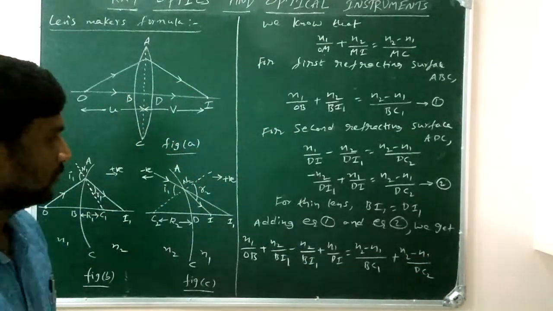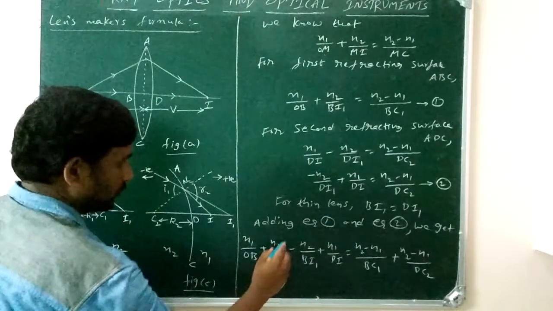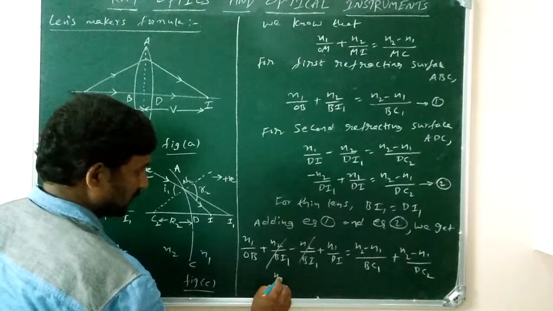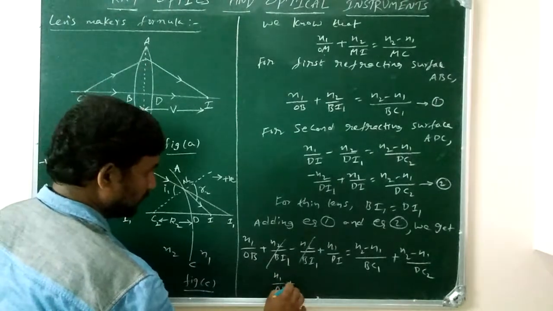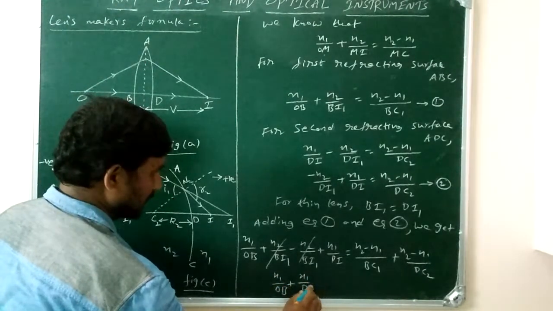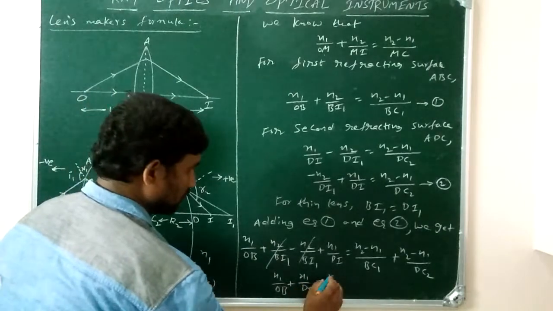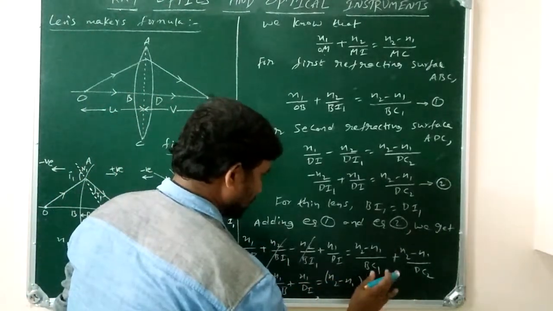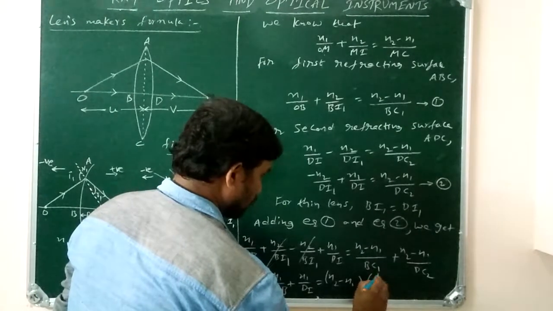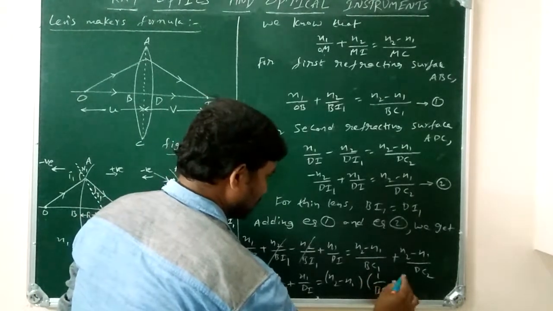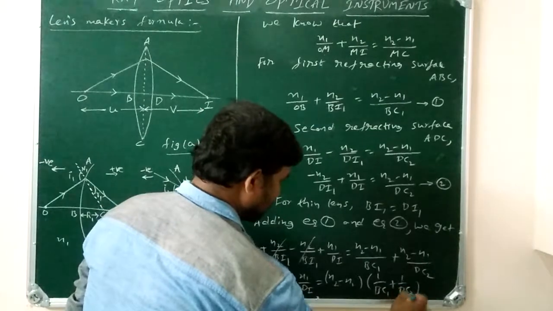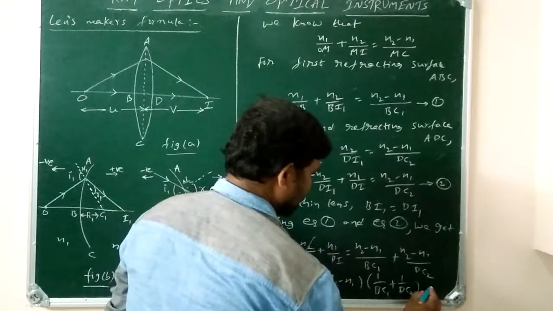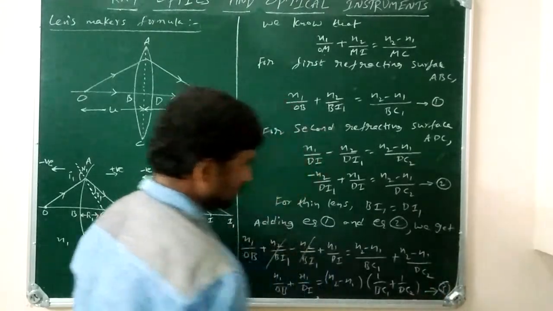Now n2 by BI1 minus n2 by BI1 get cancelled. We are getting n1 by OB plus n1 by DI is equal to n2 minus n1, taking common, 1 by BC1 plus 1 by BC2. Let us consider this equation 3.